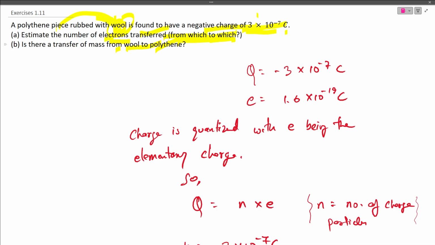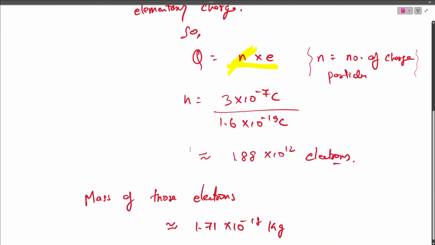So we have to find out the number of electrons. We know that charges are quantized, so we can express charges as an integral multiple of the elementary charge, and the elementary charge is 1.6 into 10 to the power minus 19 coulomb. Here we are dealing with negative charge, so the transfer of electrons is from wool to polythene. Now, to find the number of electrons transferred, we divide the total charge transferred by the elementary charge, and we get a value of 1.88 into 10 to the power 12 electrons.